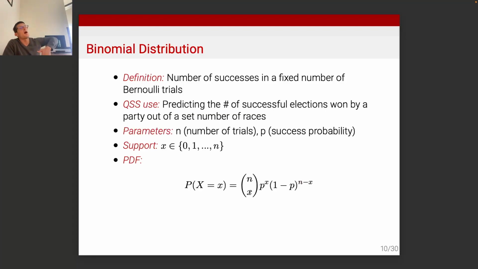We're trying to say, what's the probability that the Republicans win 25 out of 25 of the races? In that case, x would be 25. n would also be 25. But if you wanted to instead model the probability that the Republicans win 2 of the races, then n would still be 25, but now x would be 2, because you're asking what's the probability that they win 2 of the 25 races.